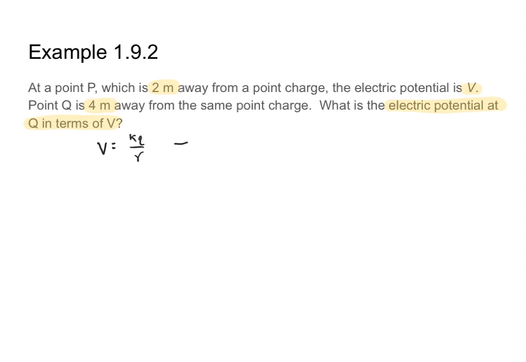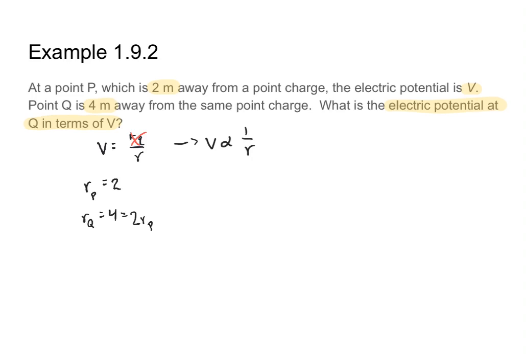So what I can also say is that V is proportional to 1 over r, because we know that k, our constant, and Q, our charge, are both going to stay constant. So we don't really need to think about those two variables at all. So let's go ahead and figure out the electric potential at Q in terms of V. So we know that r at point P is equal to 2 meters, and r at point Q is equal to 4 meters, or in other words, r at Q is equal to 2 times r at P.